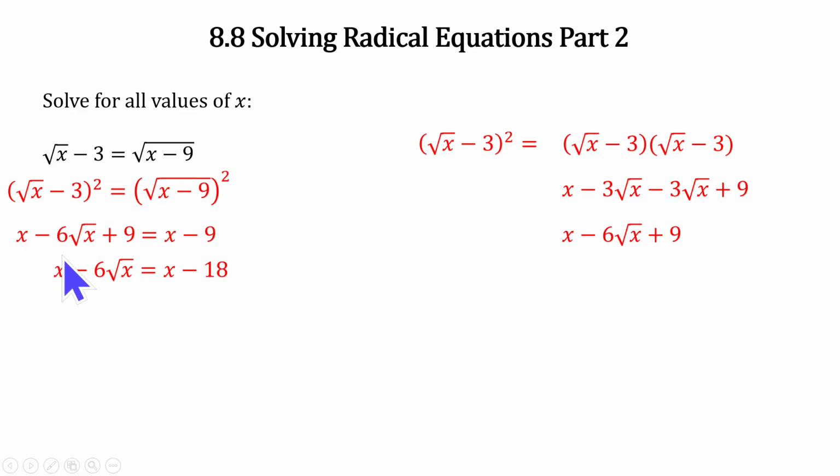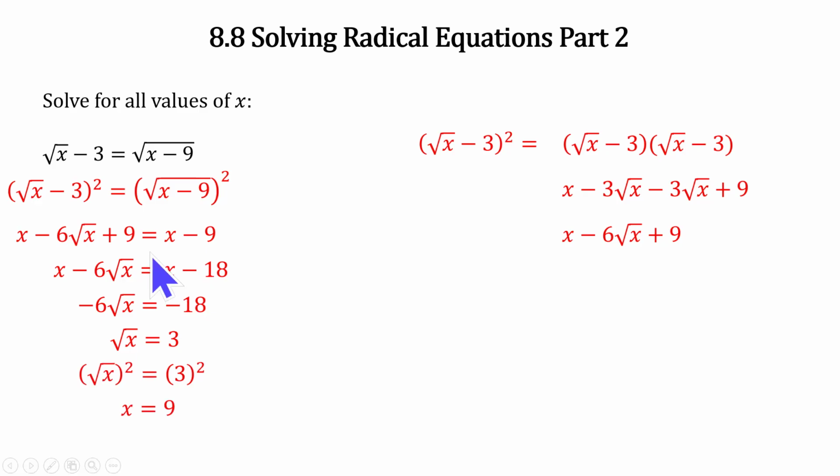Now the trick is if I subtract x from both sides, because I still kind of have this square root of x to deal with, it's very weird. But if I subtract x from both sides, this is going to become 0. I'm going to lose my x altogether. And now I have this. I still want to get my radical by itself, so I'm going to divide both sides by negative 6. Negative 18 divided by negative 6 is 3, and I get the square root of x equals 3. Now I square both sides and get that x is 9.